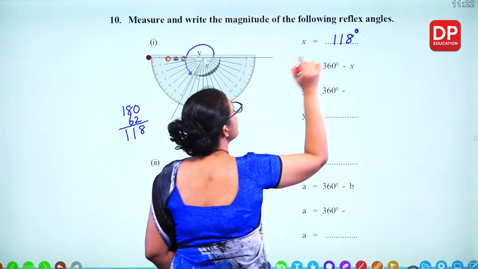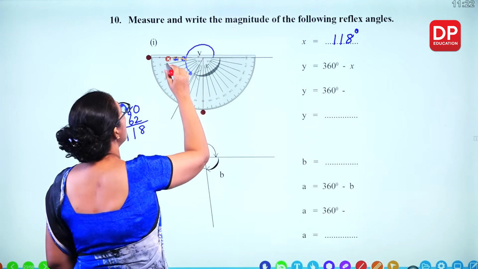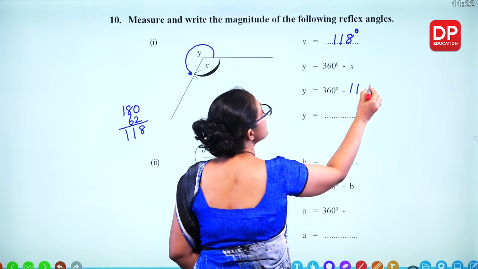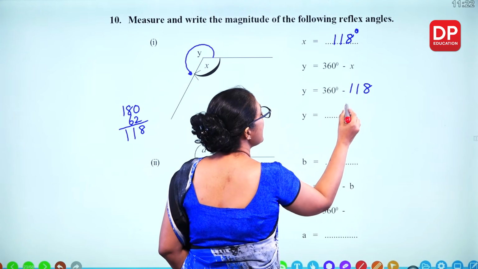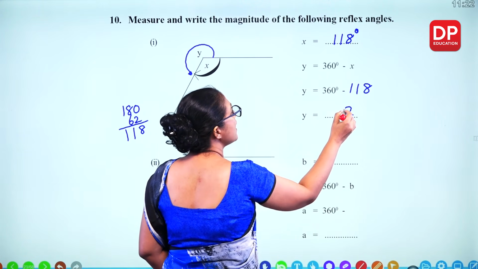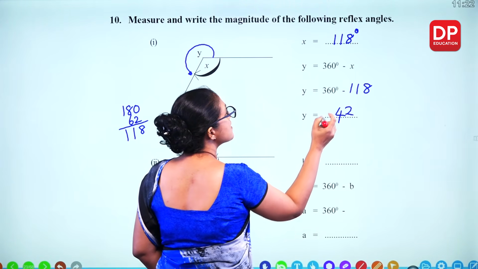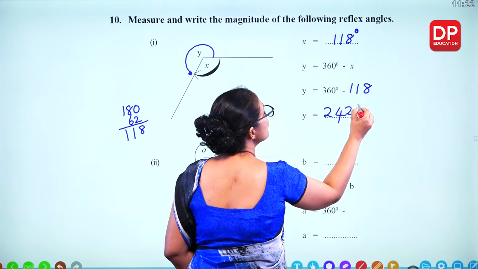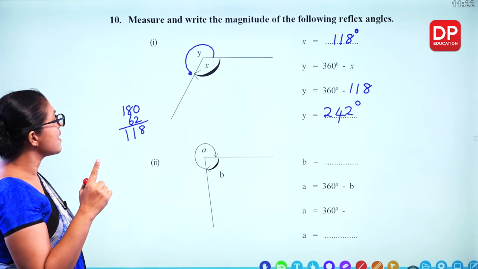So what's the reflex angle? What you do? 360 minus x is the reflex angle y. So 360 minus 118. So what's the value of y? 8 and here 2, 10. And 2 with 4 you get 6. And 1 and 2 you get 3. 242 degrees is the reflex angle y.